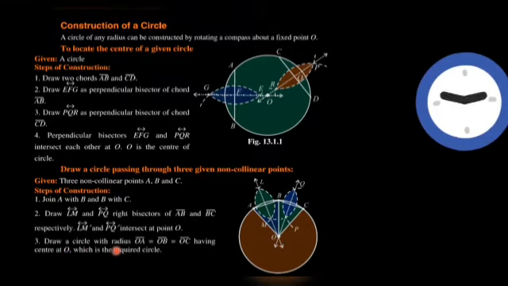Now I shall draw a circle with radius OA, which is also equal to OB and OC. When I rotate the compass, the circle is drawn and this circle should pass through all of these three points.